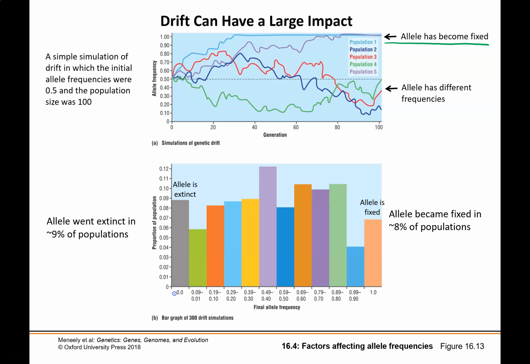The graph on the bottom shows the way that the alleles behaved if they looked at population number. In about 9% of populations, the allele went extinct, which means it was lost. And in about 8% of populations, one of the alleles became fixed over the other. I'm not sure why there's a discrepancy, because if you lose one, you fix the other. But this shows, from 50%, we started out at 50%, the way that 300 different simulations ended up in their final allele frequencies.